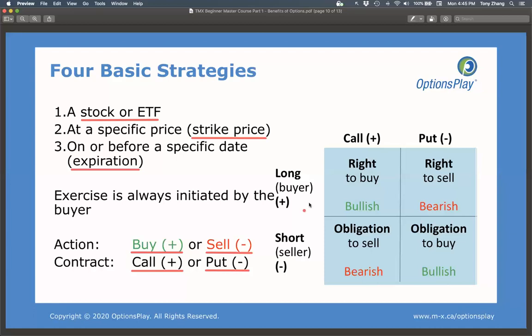So there are 4 possible combinations. Buying a call and selling a put are bullish. Buying a put and selling a call are bearish, okay? I just want to make sure everyone understands that before we move on.